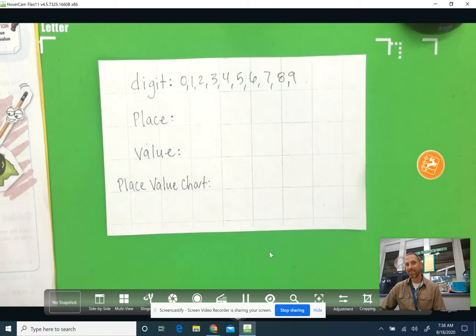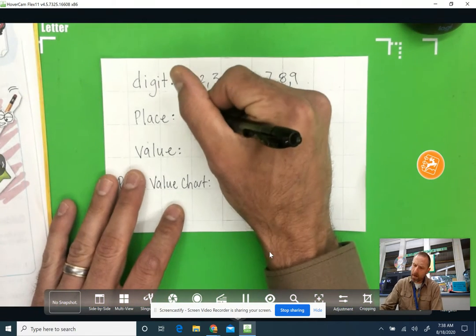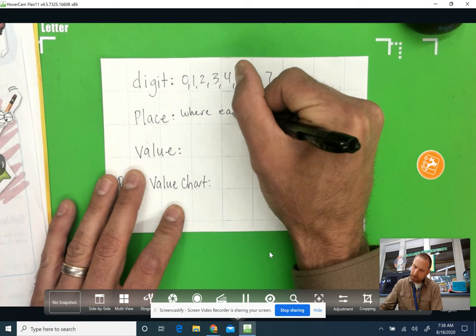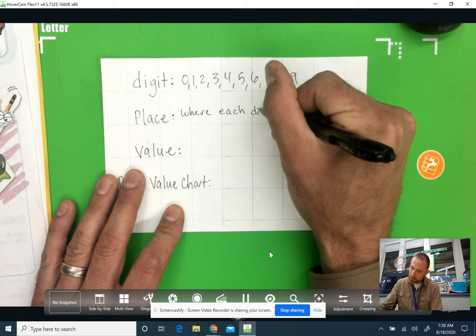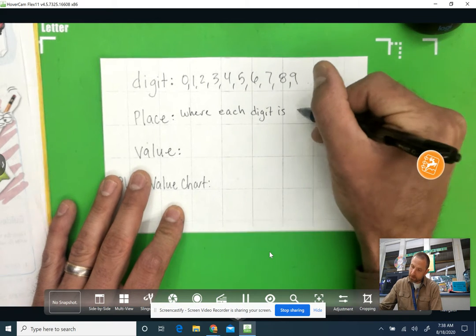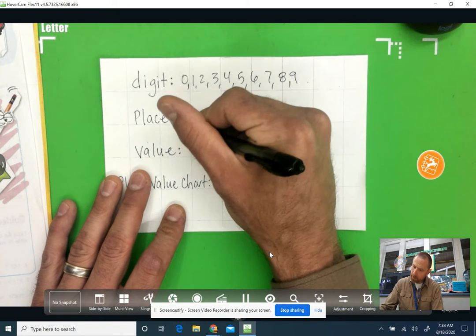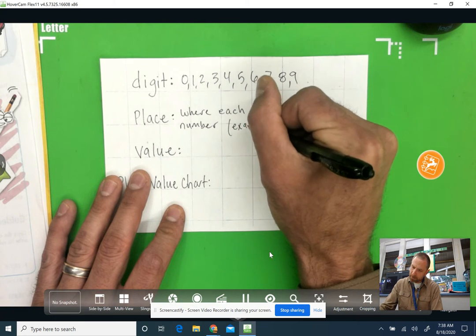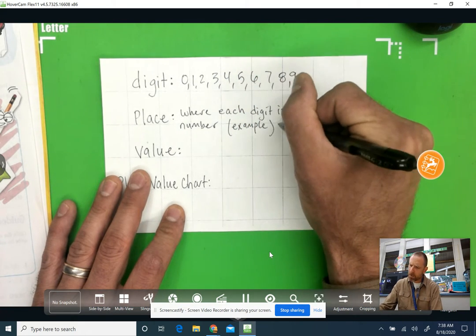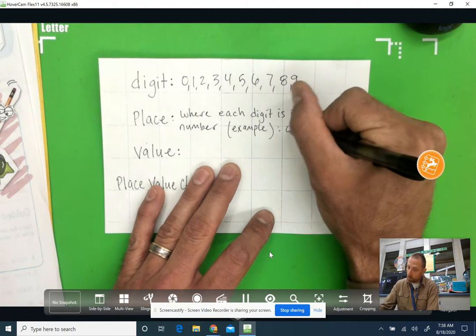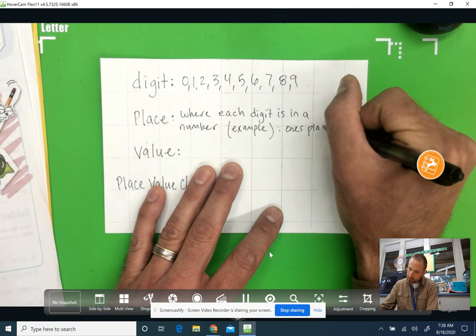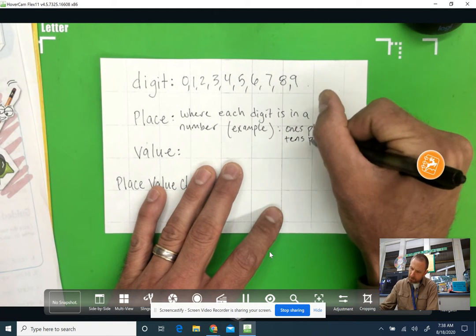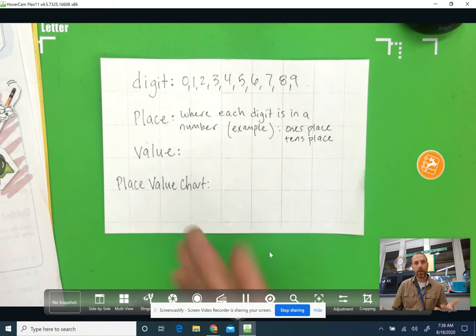The second vocabulary term is place, and that is where each digit is in a number. For example, and I'm going to write the word example here. When we talk about the place of a digit, we're talking about the ones place, tens place, the hundreds place, the thousands place, and so on.